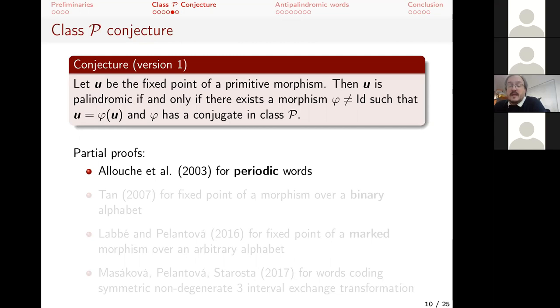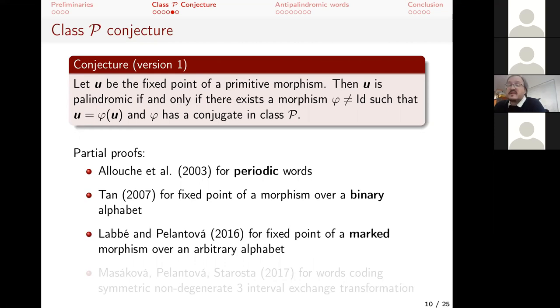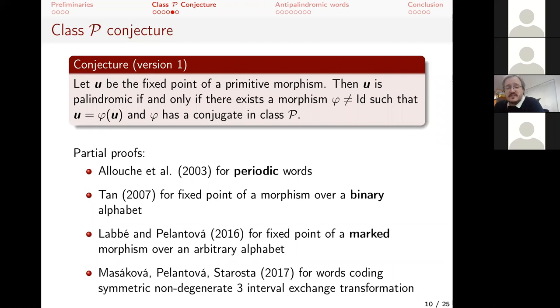It is also true for any binary alphabet by a result of Tan. Later, a proof was given by Sébastien Labbé and Edita Pelantová for fixed points of marked morphisms on an arbitrary alphabet. I will not define this class of morphisms, but let's say it's a special class. And also there is a result by Zuzana Masáková, Edita Pelantová, and Štěpán Starosta that for words coding symmetric non-degenerate three-interval exchange transformations, the conjecture also holds.